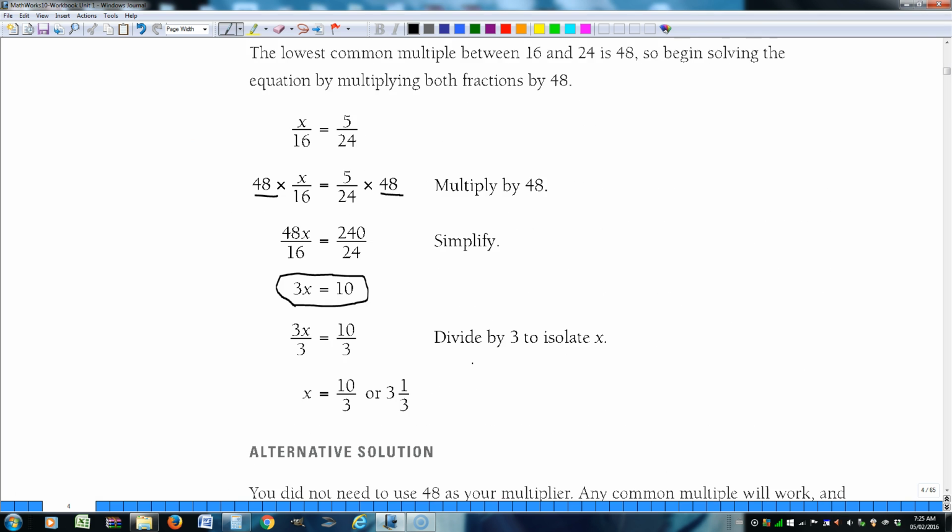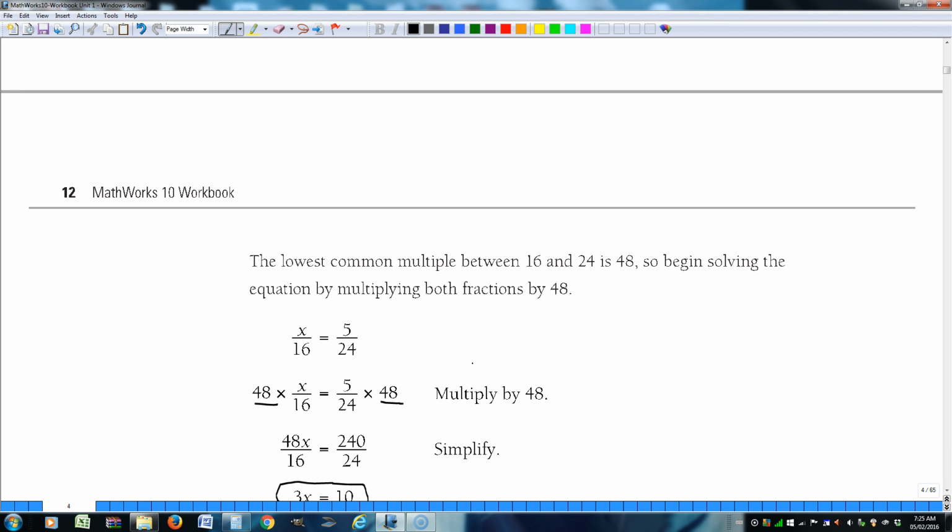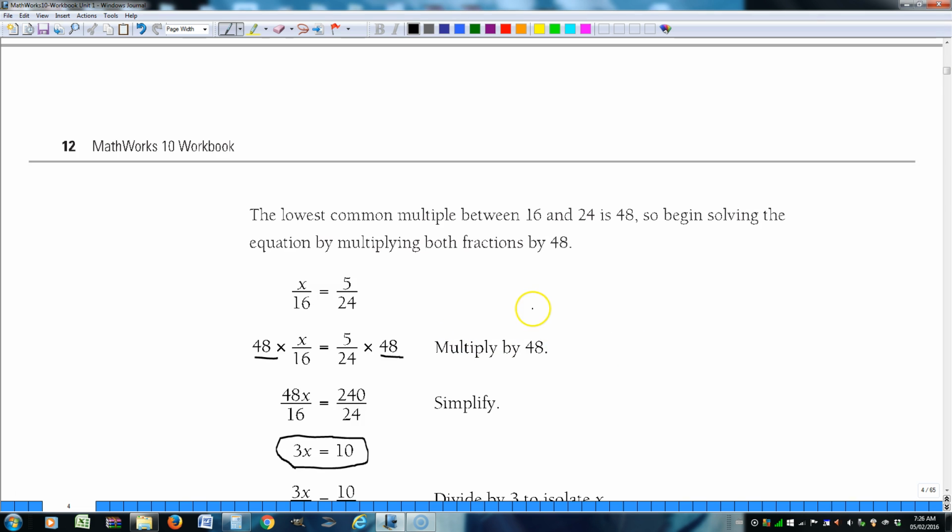The strategy I'm going to show you works for lots of different things in this course, and you're going to find it's quick and it's useful. So here we go. We're going to use a shortcut to the whole thing called cross multiply and divide.